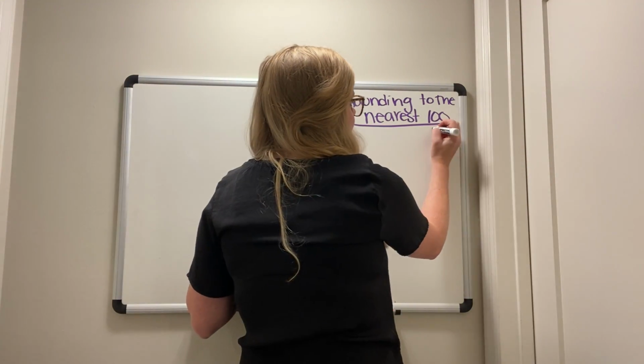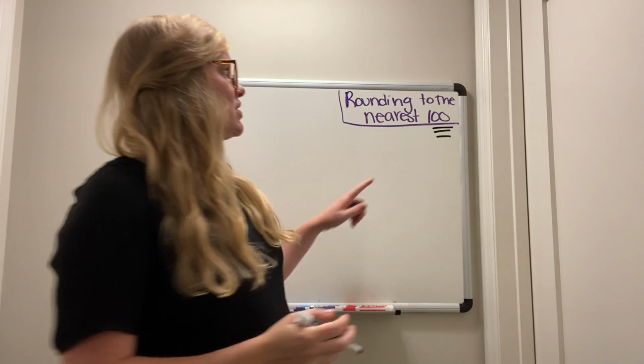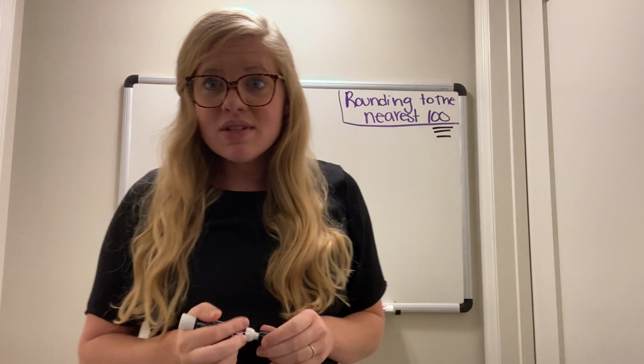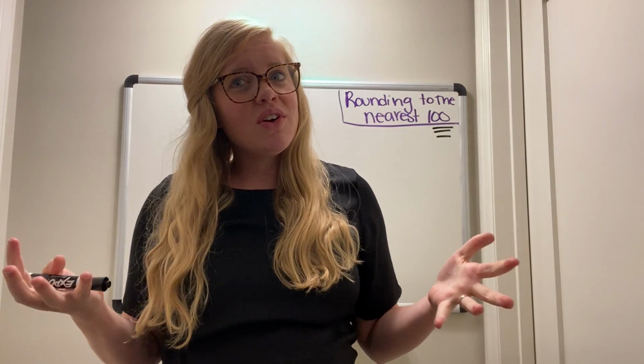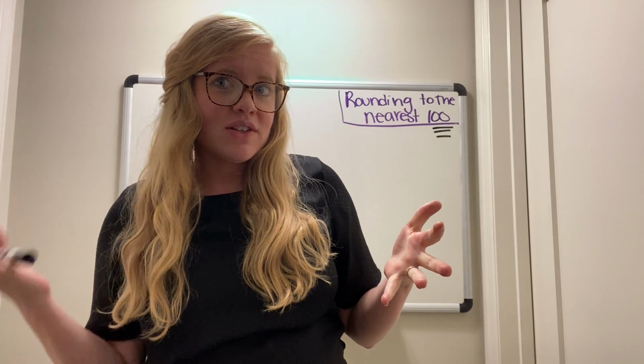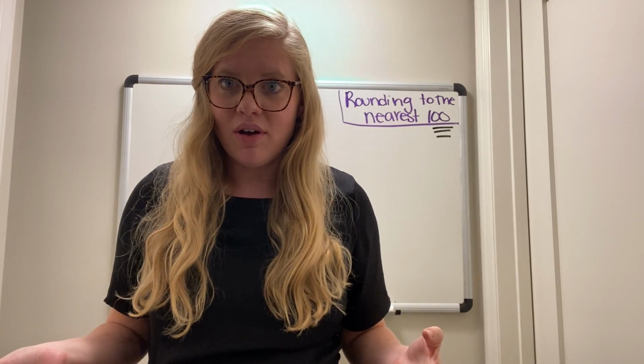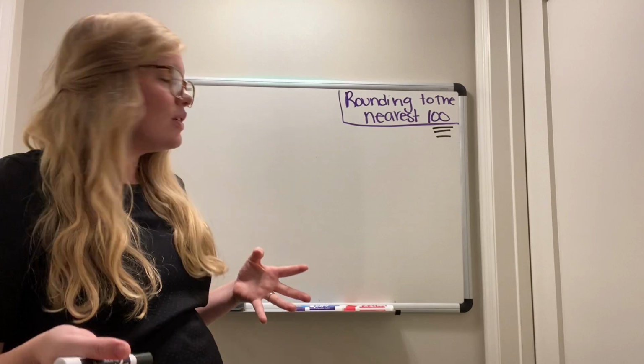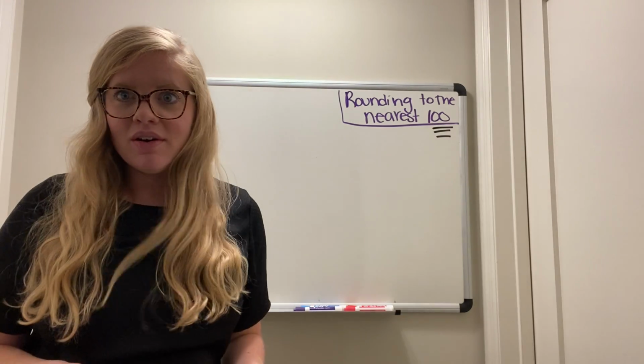Okay, so a couple things before we get started. We want to make sure that every time we round to the nearest hundred, we have 2 zeros at the end. So that's kind of a good hint if our answer is close, correct, or very wrong. Okay, so here we go.